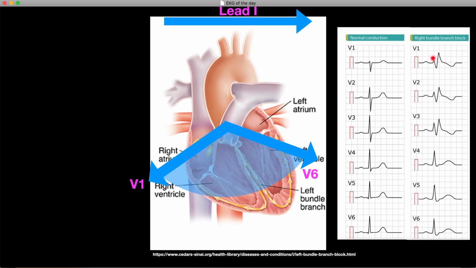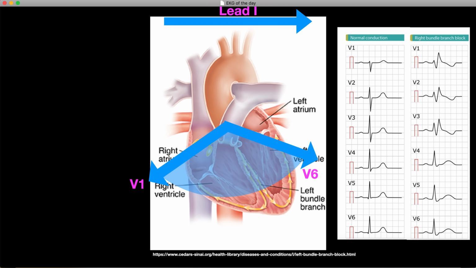So this one here is electricity being conducted down the fast conducting fibers, and then this positive deflection here, this R prime, is electricity being conducted backwards from the left ventricle to the right ventricle because of that bundle branch block, because electricity can't get down this fast-moving wire right here. It has to spread slowly from this side to this side.